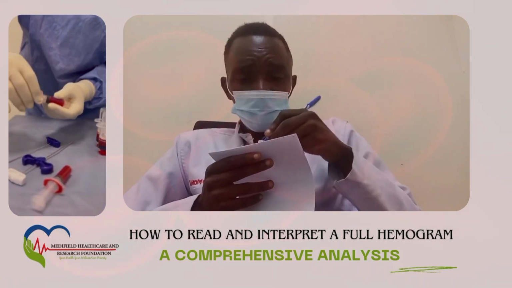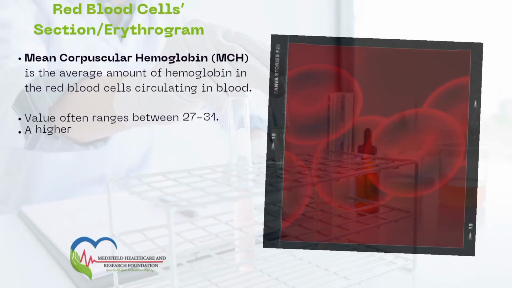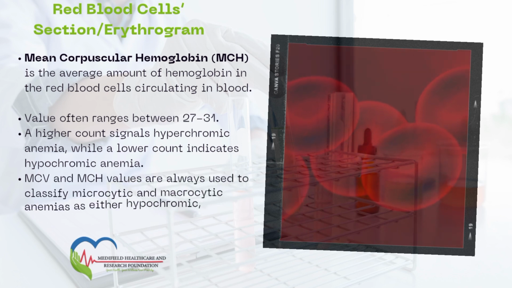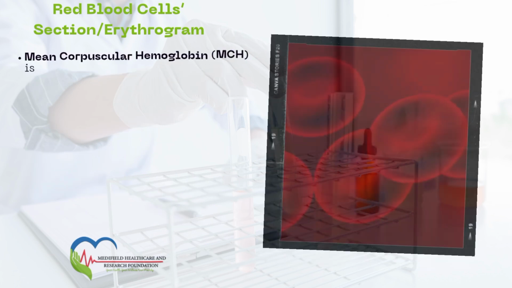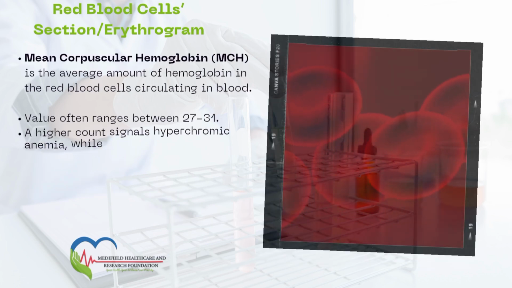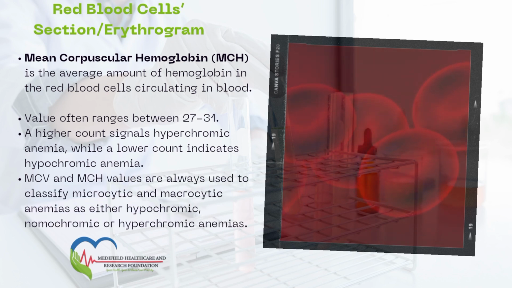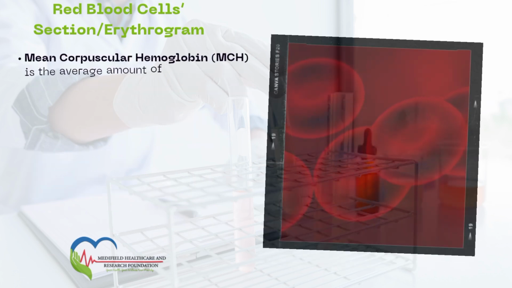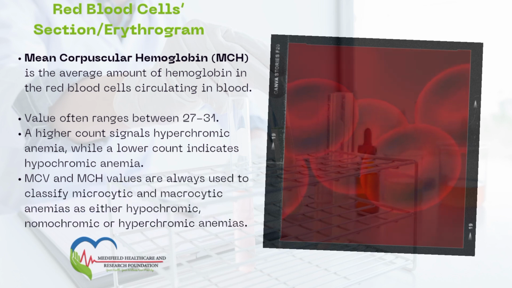The other part I want to look at in the red blood cell is the mean corpuscular hemoglobin, what we call MCH. It is the average amount of hemoglobin in red blood cells circulating in blood. Mean corpuscular hemoglobin addresses the proportion of hemoglobin in blood. The normal levels are usually between 27 to 32. A higher count is what we see in hyperchromic anemias, while a lower count is hypochromic anemia, of course. A normal count is normochromic.